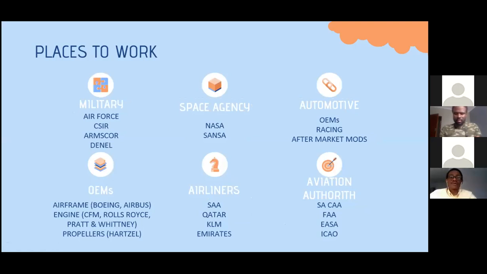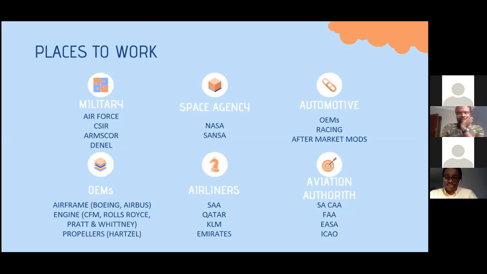If you still want to work in the aviation space, there's the military, the Air Force. Then you have places like CSIR, Armscor, DNL. They have military sections that do research and development for the military, and they manufacture military equipment.